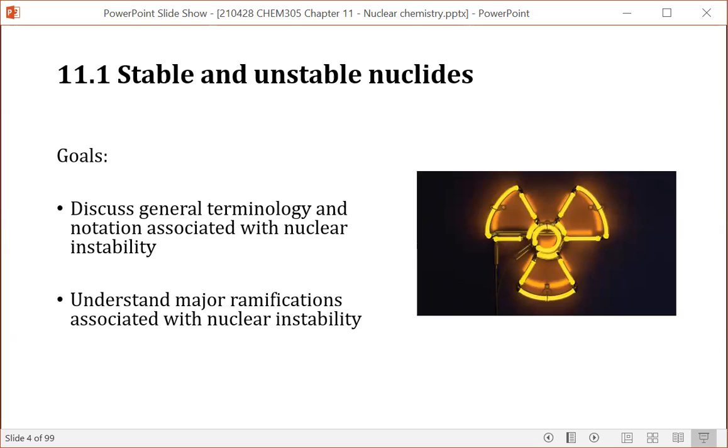So let's start with section 11.1, stable and unstable nuclides. Our goals in this section are to discuss general terminology and notation associated with nuclear instability, and then to understand the major ramifications associated with nuclear instability.